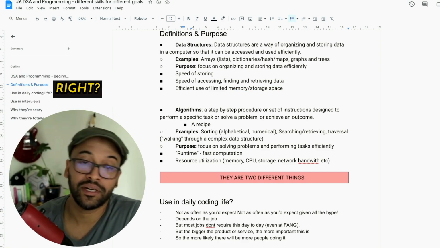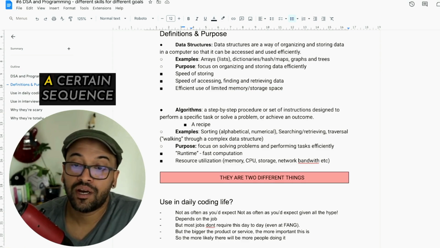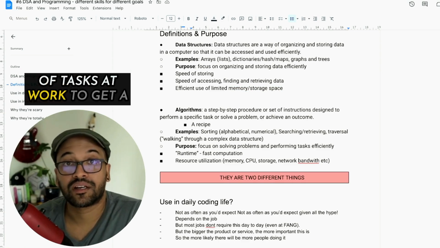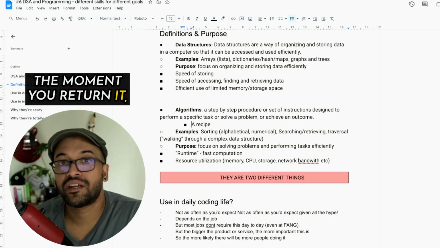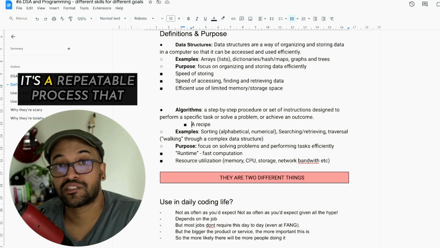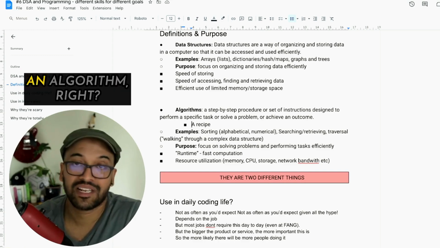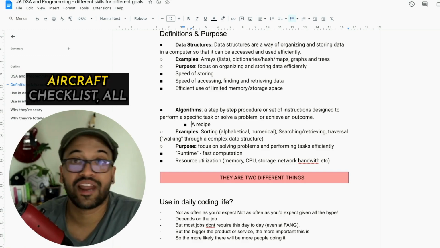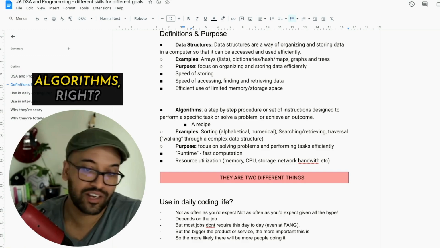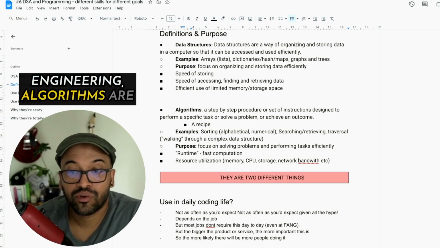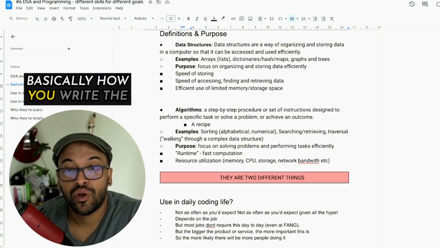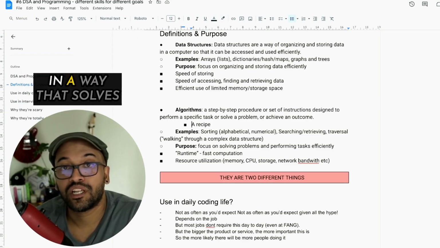That's an algorithm, right? Or if you follow a certain sequence of tasks at work to get a certain result, arguably that's an algorithm. The moment you write it down and you realize it's a repeatable process that others can follow, that's an algorithm. A process manual, an aircraft checklist, all of these things are kinds of algorithms. So in the context of computer science problems and software engineering, algorithms are how you write the instructions to the computer in a way that solves a problem.